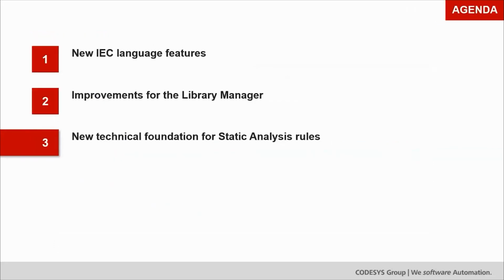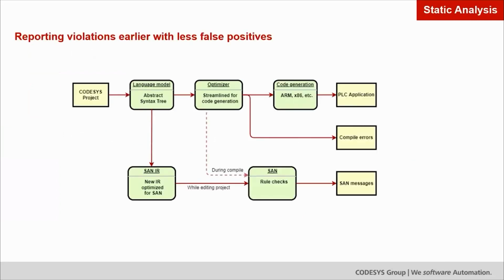The final feature I want to talk about is the static analysis. Generally, we have a product goal of allowing the static analysis to report rule violations a lot earlier and with fewer false positives, to make the workflow for the user more modern and to improve his reaction time. So far, you had to program your project and at least be able to successfully generate code for it, so it was not allowed to have any compile errors, and only then would the Sun rule checks be executed.